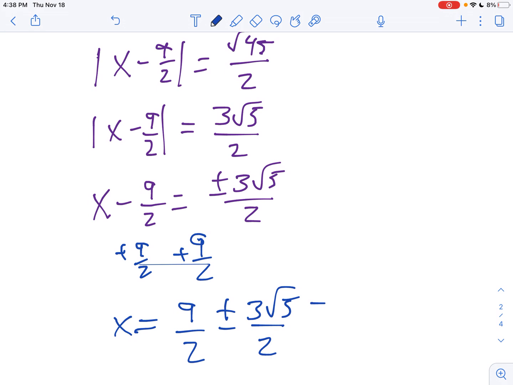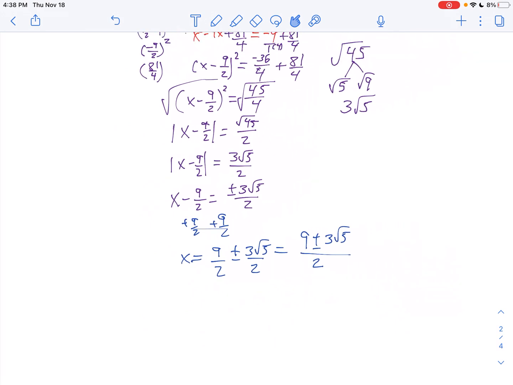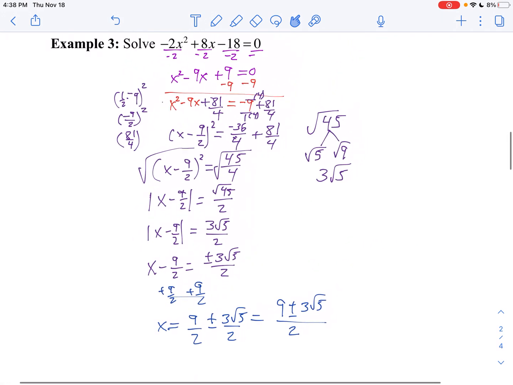Notice you have a common denominator. Sometimes you'll see it written as 9 plus or minus 3 square roots of 5 all over 2. That's the exact answer. At this point, I could take my calculator and compute 9 plus 3 square roots of 5 over 2 and 9 minus 3 square roots of 5 over 2. But I'm going to leave it as an exact answer here, because in math we like exact answers.